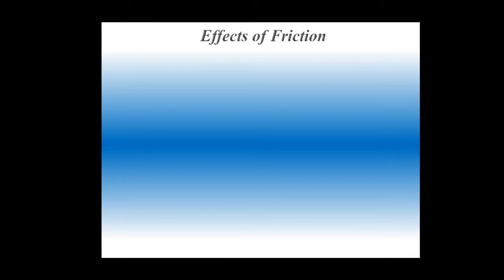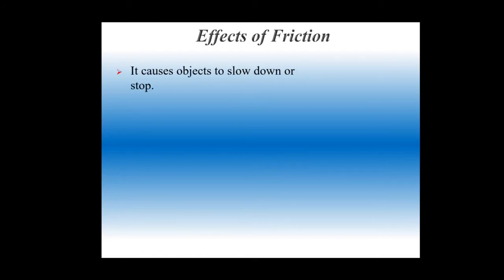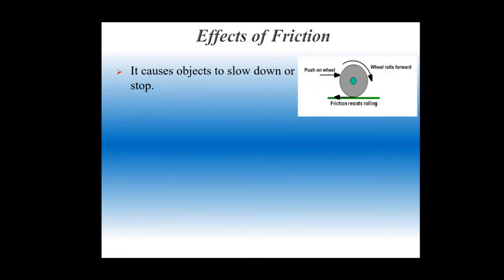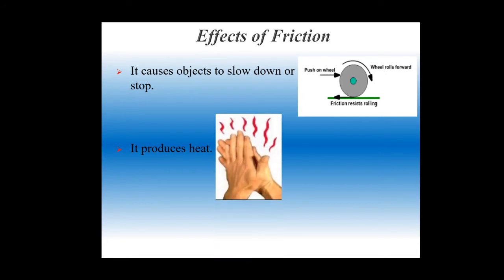Then look at the effects of friction. It causes objects to slow down or stop. Look at the picture. When we are applying force on the wheel, after some time, when we do not apply the force, it will stop because of the friction. Then it produces heat. Look here. When we rub our palms and press them on our cheeks, we can feel warmth.